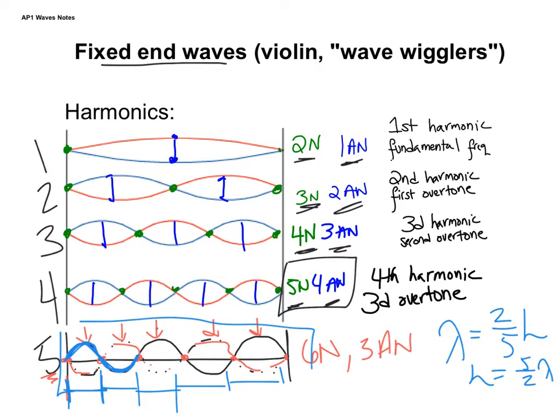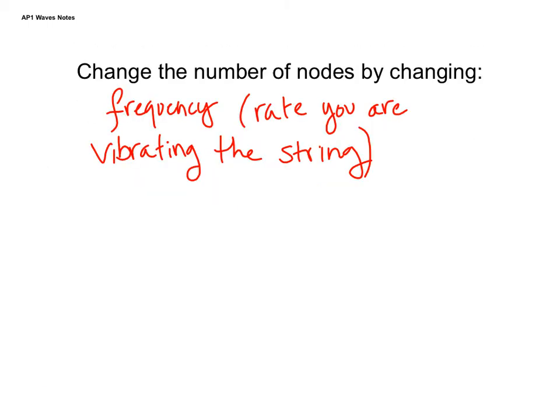So at this point, we have looked at fixed end strings. And just as a reminder, if we want to change the number of nodes in our system, we do that by changing the frequency. If we change the frequency, the rate at which we're vibrating that string, we're going to see another thing change as well. Wavelength is also going to change. Notice that as our frequency goes up, our wavelength should go down.